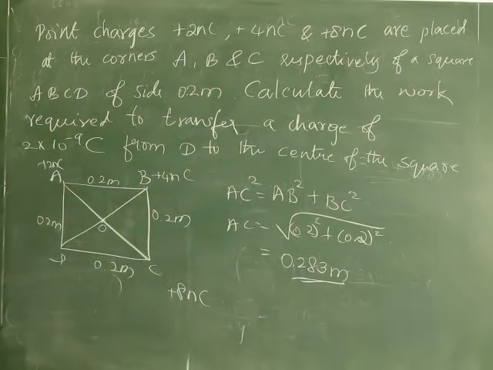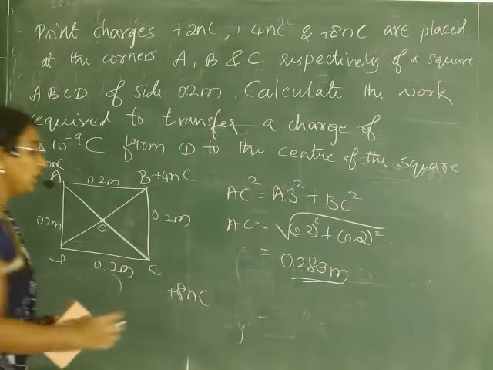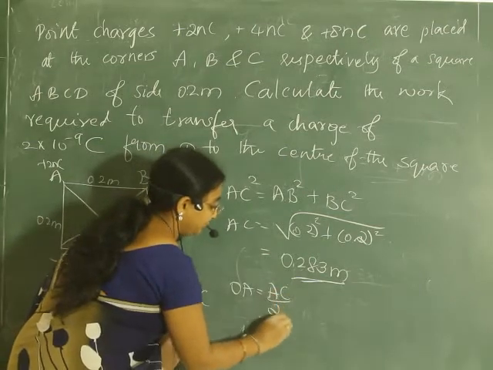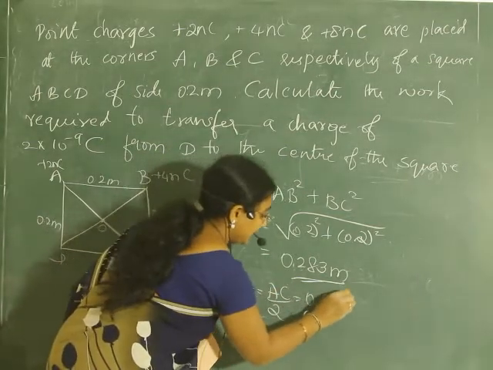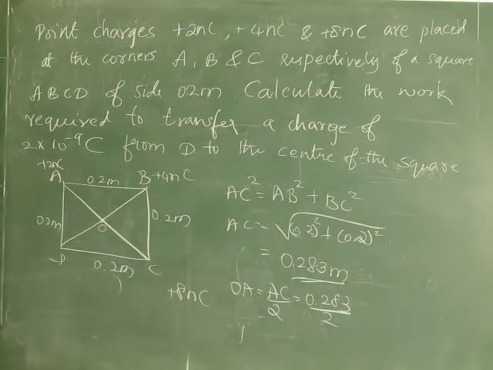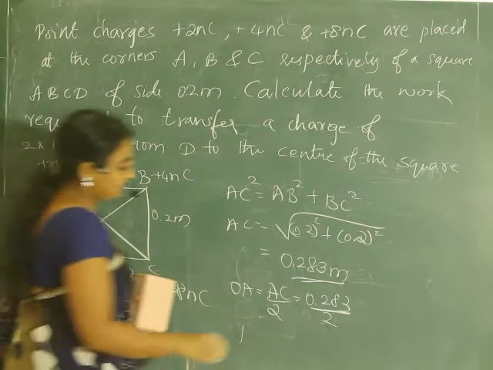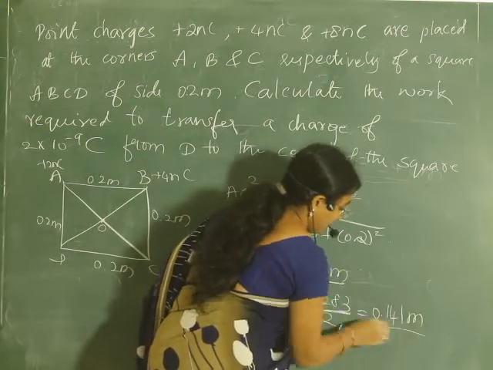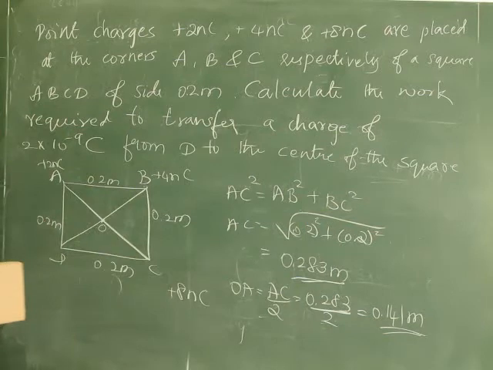0.283 meter we get. Then, if this is 0.283, what is the distance of OA? OA is equal to AC by 2, that is equal to 0.283 by 2. What is the answer? We get 0.141 meter.